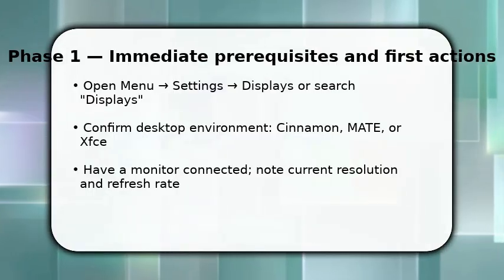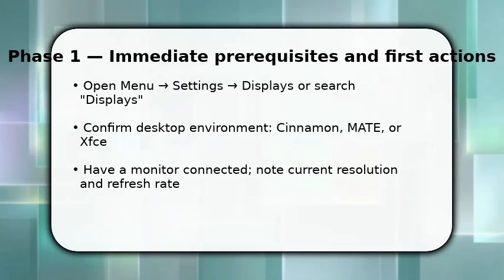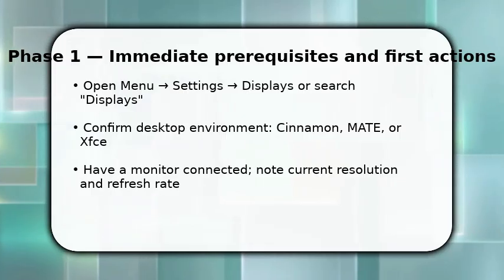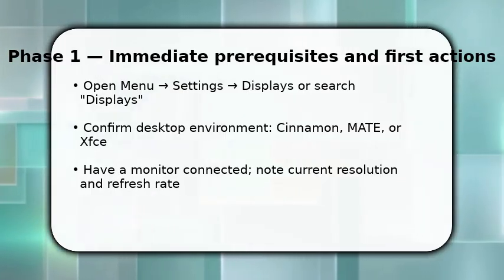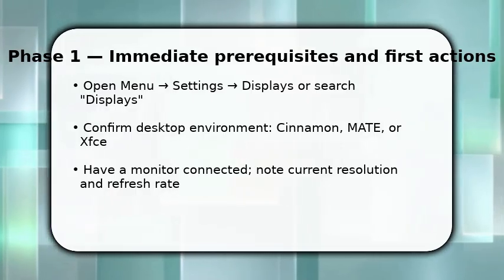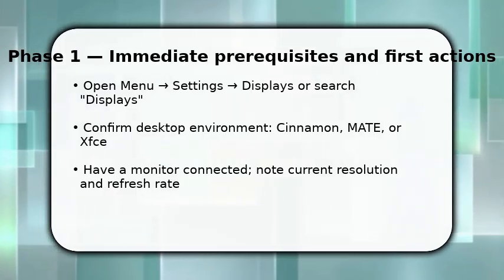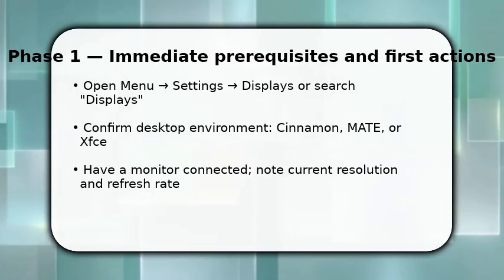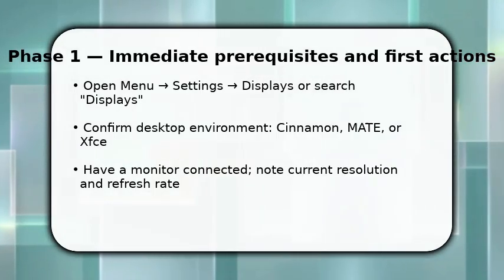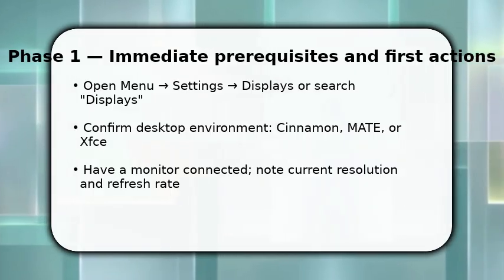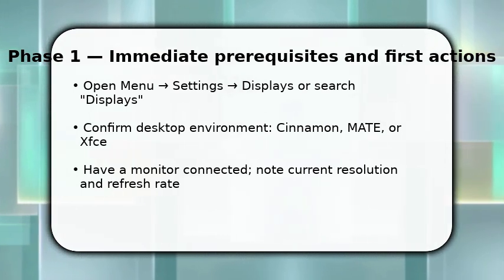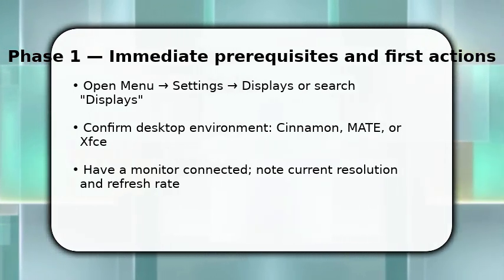You start by opening display settings immediately. This is where changes take effect. First, open Menu and type Displays, or navigate Settings, right arrow, Displays. Because Mint uses Cinnamon, Mate, or XFCE, make sure you're in the right panel. Each layout labels options slightly differently. Check that your external monitor is connected and powered. Note the current resolution and refresh rate so you can revert if needed. Once done, you're ready to choose a new resolution from the available list and apply temporary changes.